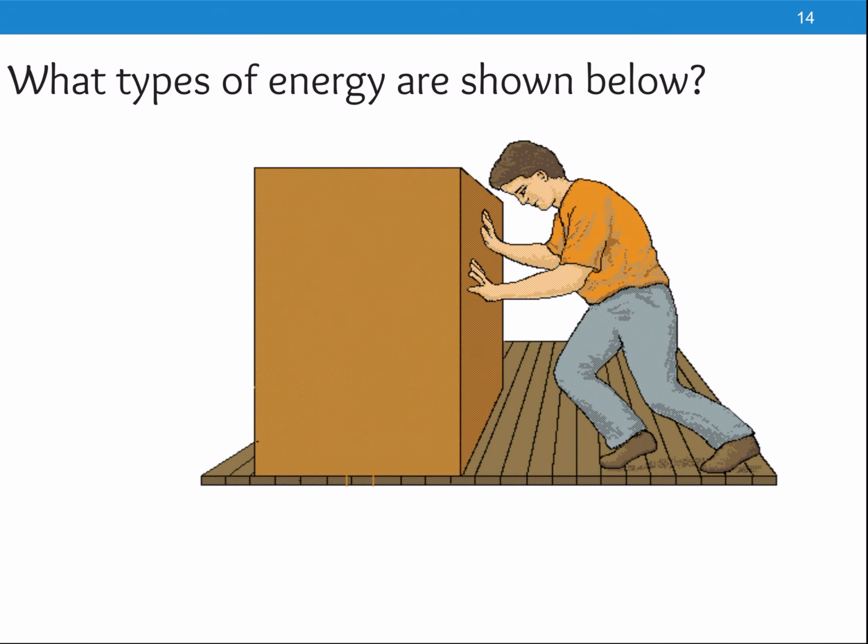Okay, so we got a man, I think that's a man, pushing a box. And what type of energy is shown below? I'll give you guys a hint. There are 2. If you need to pause the video, do so. We're going to go over the answers in 3, 2, 1.